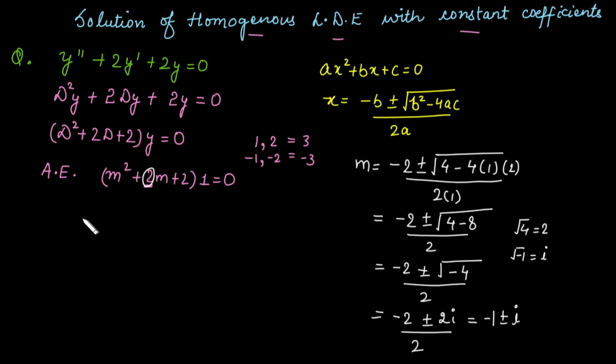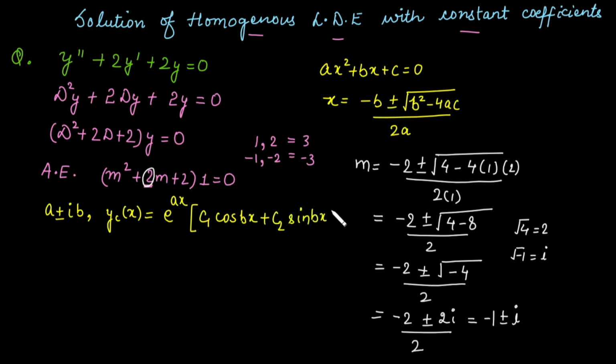And whenever we have a complex root a plus minus iota b, in that case the complementary function is written in three forms: exponential, cos and sine. For exponential we need the real part. Real part is a into x, then c1, that is the first constant, into cos of the imaginary part. Imaginary part is b multiplied by x, plus c2 sine of b into x. Apply this formula in this case.